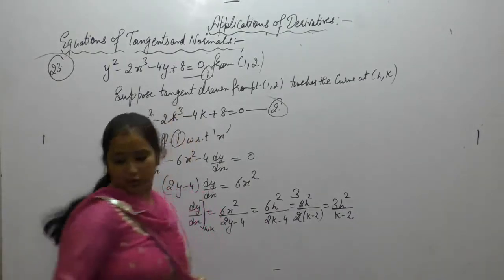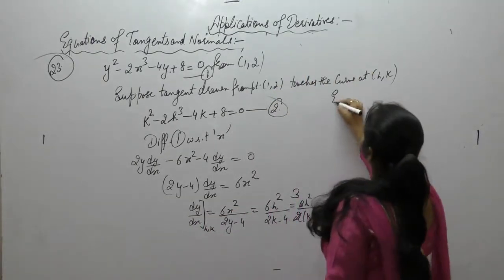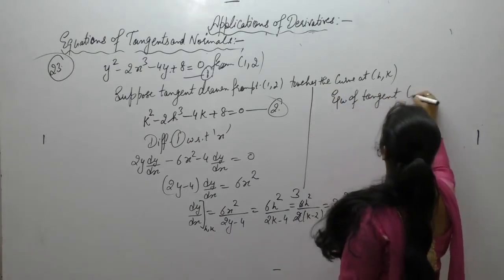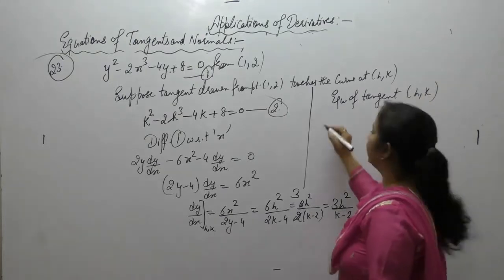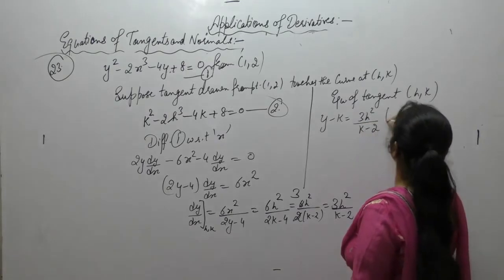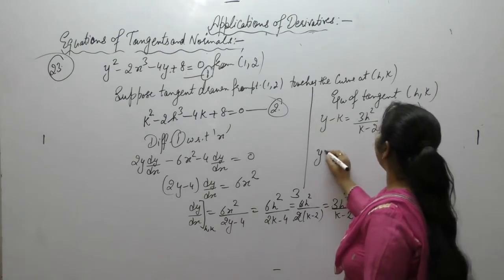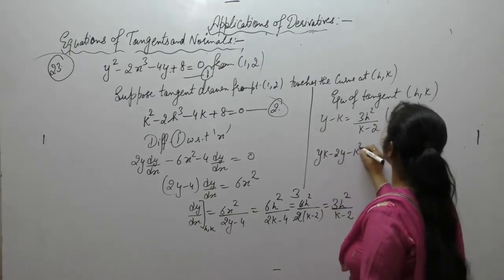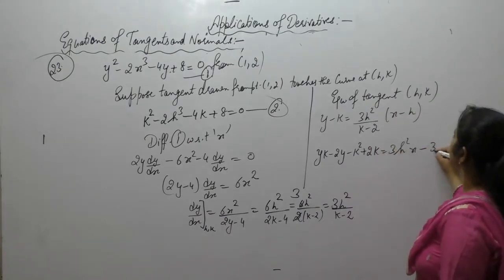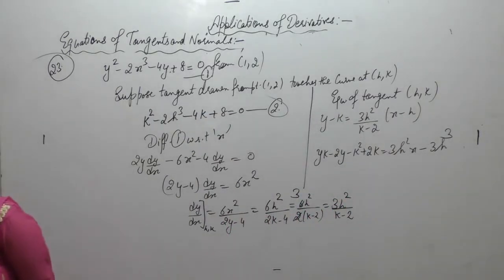Now equation of tangent passes through h, k. y minus y naught is slope of tangent 3h square upon k minus 2, times x minus x naught. Now cross multiply: yk minus 2y minus k square plus 2k equals 3h square x minus 3h cube. This is the equation we have.